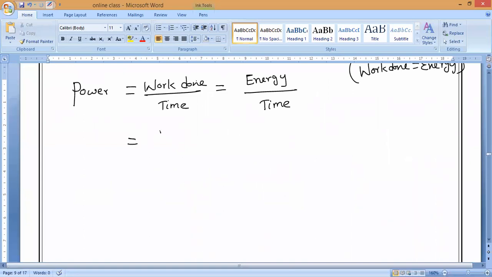So power is equal to W by T, or we can say E by T. What are the units of both? Both units are joule per second, which is equal to watt. Understand?